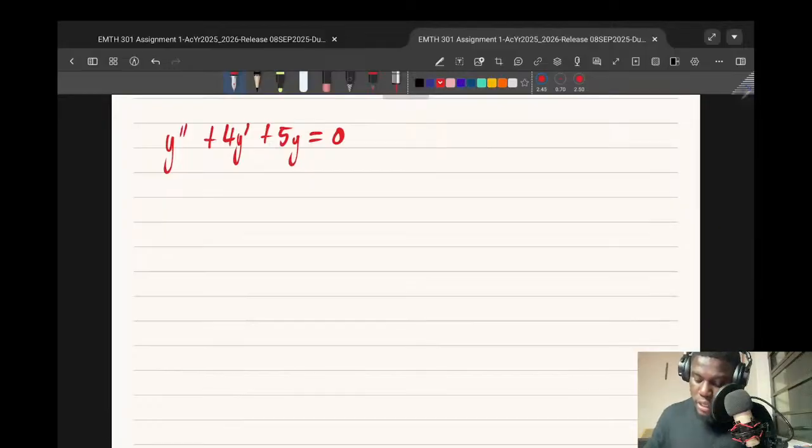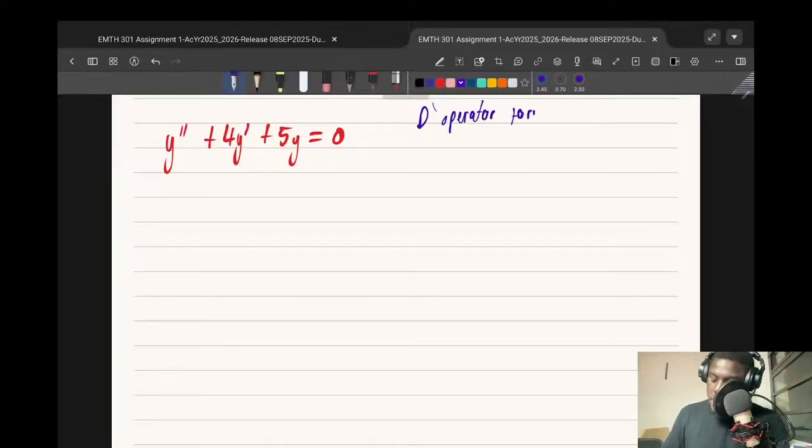Here is what we are now doing. What we wanted to know was the three versions of y, but now we are solving. When you are solving, you must just know that you convert to D operator form. Anyone can do this one. So you convert to D operator form, then you do your auxiliary equation, then you solve.